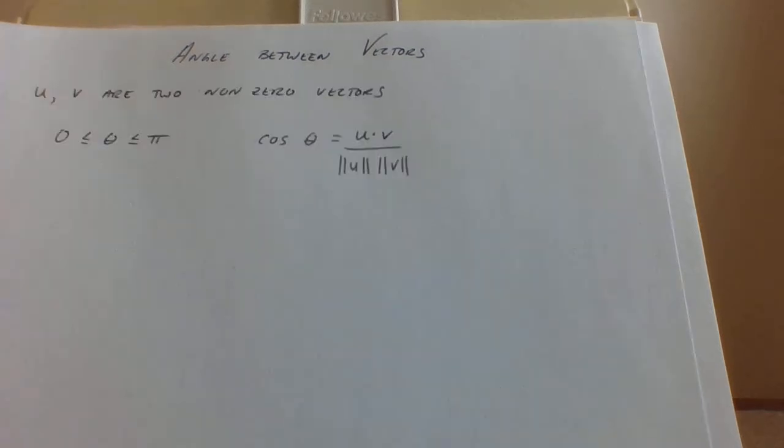Let's take a look at calculating the angle between two vectors. Let's talk about some basics to start. Let's say that u and v are two of our non-zero vectors. If we're looking to find the angle between these vectors, ideally we want this angle measured to be something between 0 and 180 degrees, or 0 and pi. But right now we're going to be working in degrees in this example.